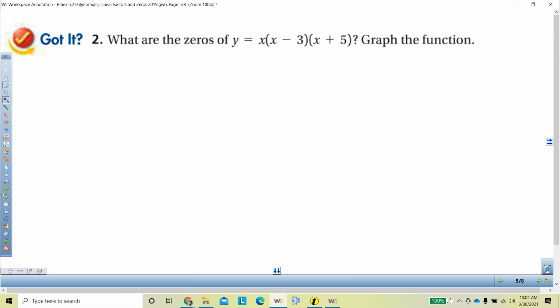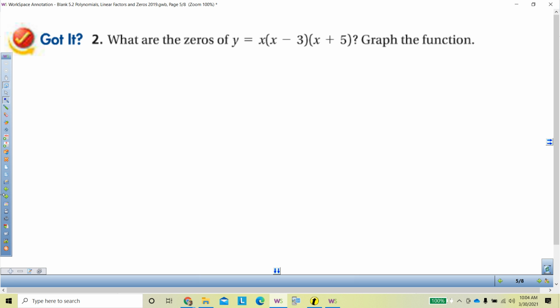So when you have x in front, you still set that equal to 0. So it's just x equals 0 as one of your zeros. So your zeros should be 0, positive 3, and negative 5. Right? And then you're picking x values in between.